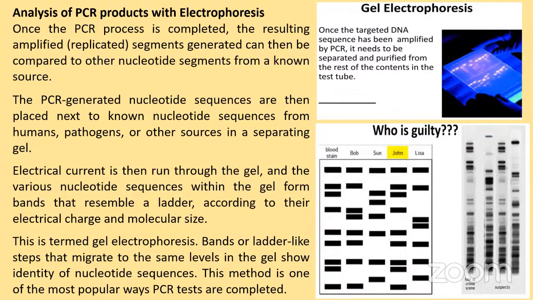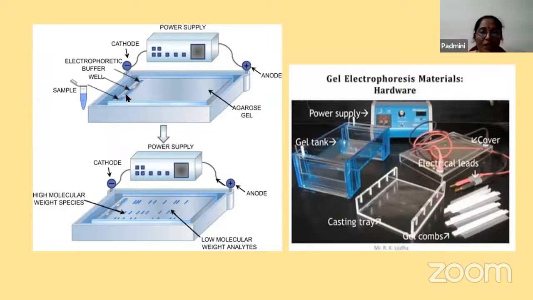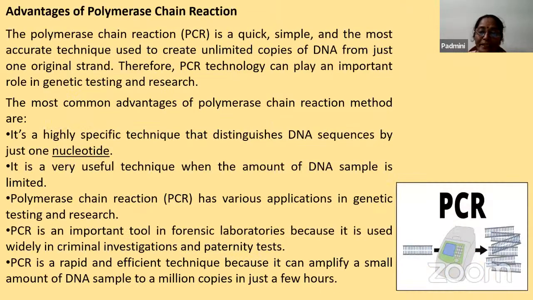Yes, ma'am. Okay. So this is the instrument that you'll be using for gel electrophoresis technique. So what are the advantages? When you're talking about the advantages of these PCR machines, this is a very quick, simple, and most accurate technique used to create unlimited copies of DNA from just one single strand, the one original DNA segment. And therefore, PCR can play an important role in genetic testing and research.